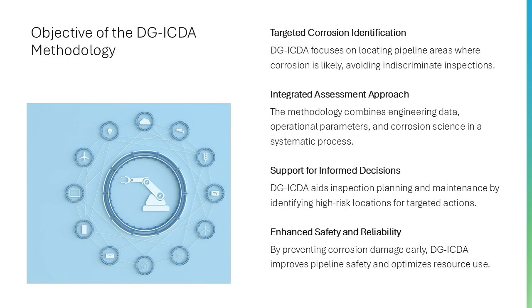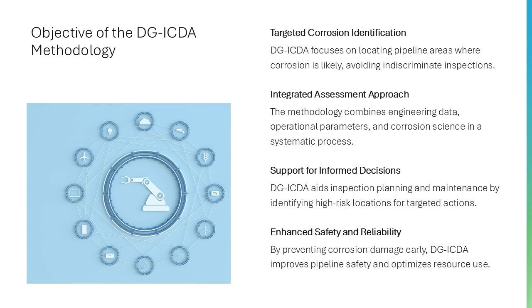DG-ICDA seeks to reduce uncertainty by systematically evaluating factors such as gas composition, operating pressure and temperature, pipeline elevation profile, flow regime, and historical upset conditions. Another key objective is to support informed decision-making related to inspection planning, maintenance activities, and mitigation measures such as improved dehydration, operational controls, or targeted repairs. By identifying corrosion-prone locations before significant damage occurs, DG-ICDA helps prevent leaks, unplanned outages, and safety incidents.